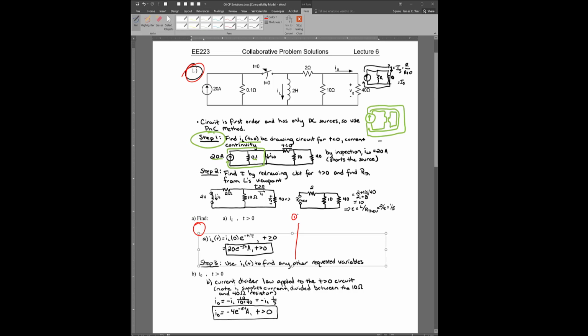So remember, our first step is to find I sub naught, which we found up here was 20. Second step is to find tau, which we found over here as being 1/5. Third step is to find I of infinity. And looking at it, I took a shortcut here. I did something I said not to do. I didn't redraw it for time equals infinity. I said, look, the switch is open. There's nothing powering the circuit for time equals infinity. So by inspection, it has to be 0.